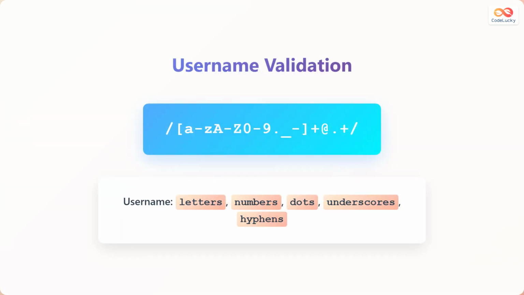Now, let's refine our pattern to validate the username part of the email address. We want to allow letters, both uppercase A to Z and lowercase a to z, numbers 0 to 9, dots, underscores, and hyphens in the username. The updated regex pattern is /[A-Za-z0-9._-]+@.+/. This pattern ensures that the username contains only the allowed characters.